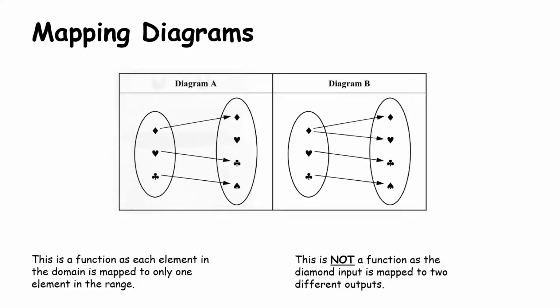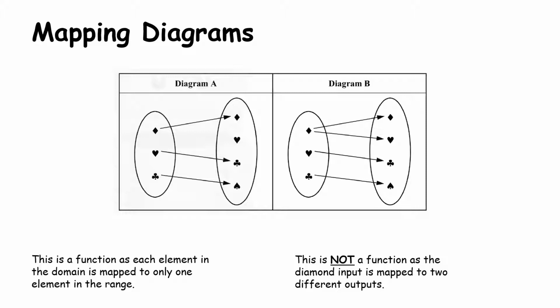So let's take a look at a mapping diagram. Here we are given two diagrams. Both of them look quite similar. We have a diagram A and a diagram B. And it's important to note that diagram A is a function. This is a function as each element in the domain is mapped to only one element in the range. And our focus is on our arrows. So the arrows go one out and it will all land on a value.